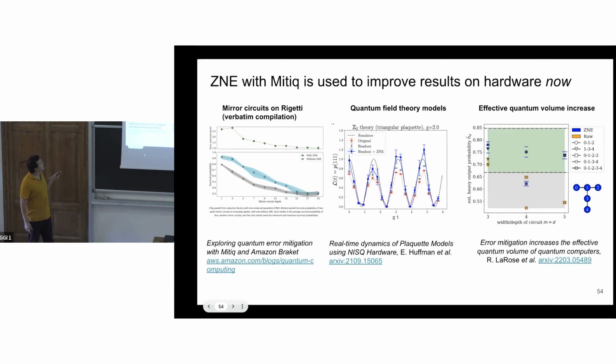So this is actually a mirror circuit, which is a sort of benchmarking quantum circuit run on Rigetti, again by Ryan. You see the lower curve is without error mitigation, and the higher curve is with error mitigation. For increasing depth, at some point you average out to a very low value, but at intermediate levels you can have a real gain with respect to the original value.